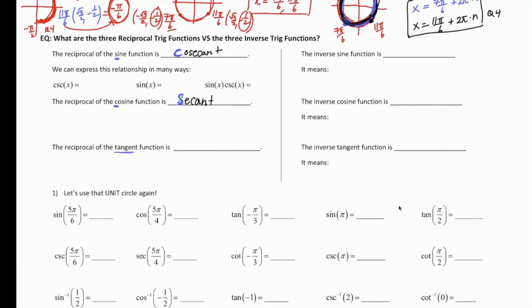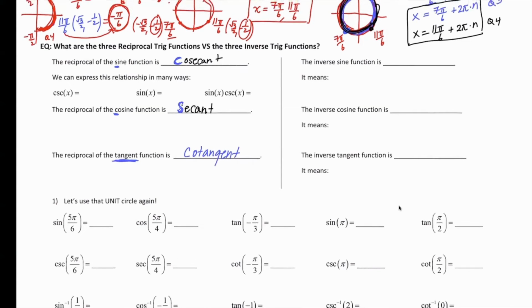Reciprocal of tangent. It has the name tangent in it, and the reciprocal is going to be cotangent. Okay, cotangent. All right, so then coming back to the top here, cosecant is reciprocal of sine. And you can also say the sine is reciprocal of cosecant. They're reciprocals of each other, okay?